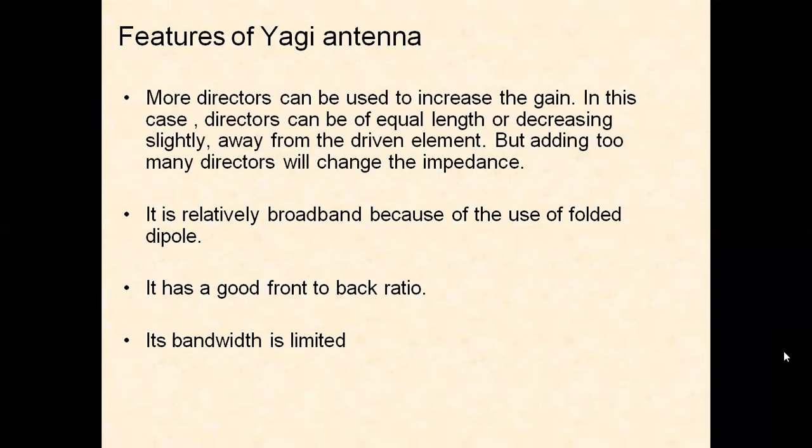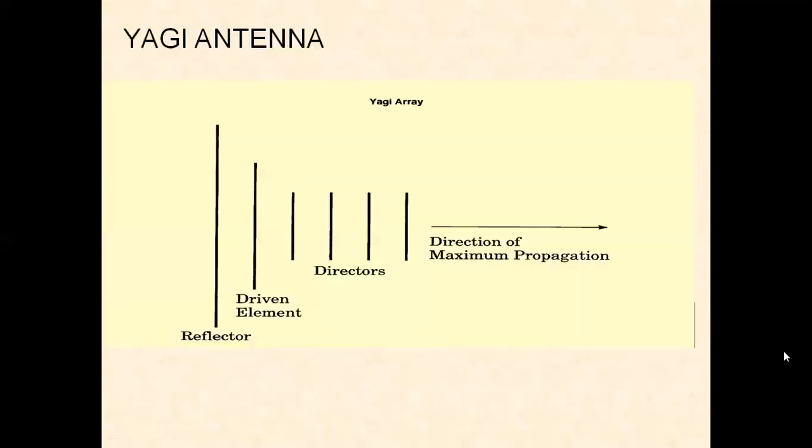If we provide more parasitic elements, we can increase the front to back ratio. Its bandwidth is limited, so we can use it for fixed frequency applications. So we have the driven element, reflector, director, and parasitic elements. This is the direction of maximum propagation. In short, we will call this antenna the Yagi-Uda antenna, or simply the Yagi antenna.